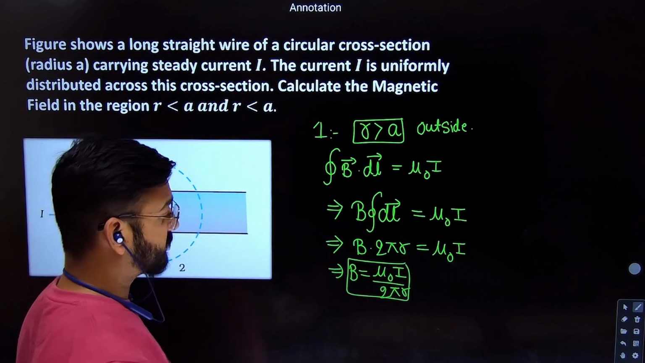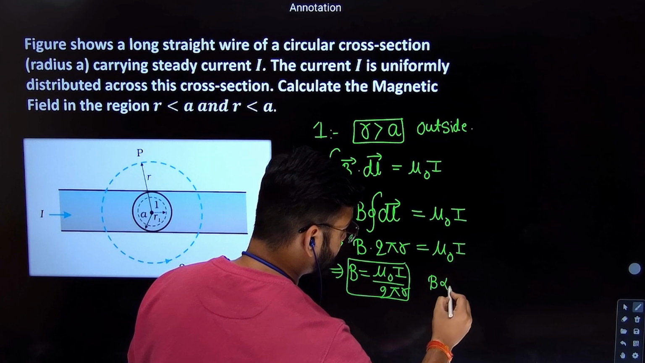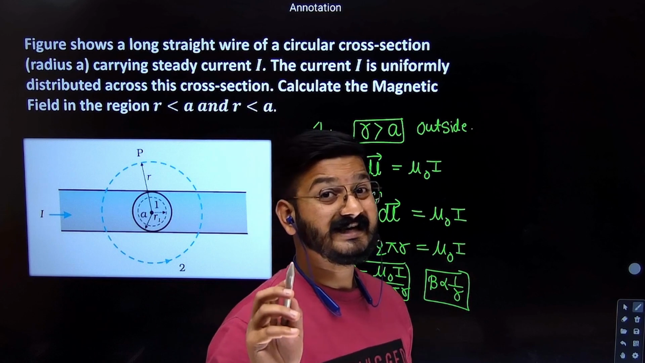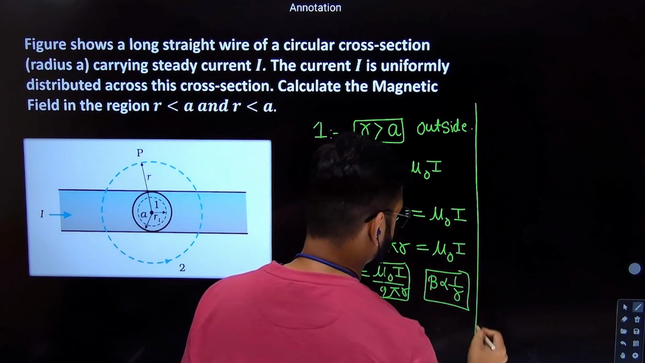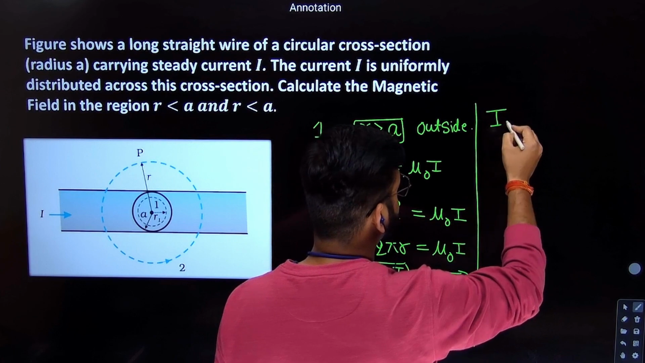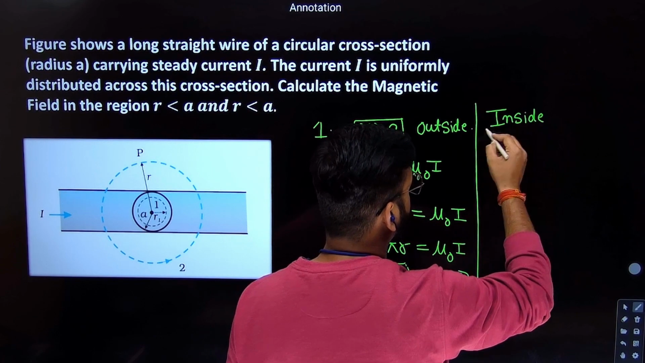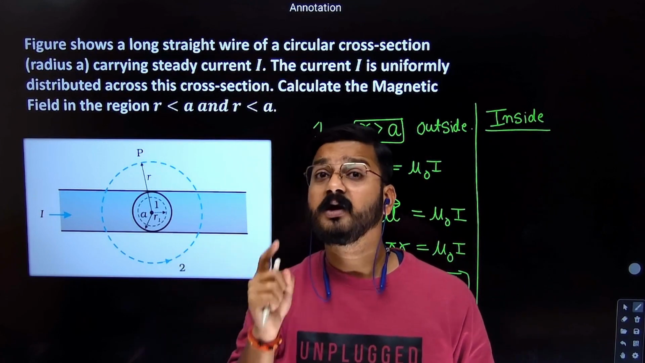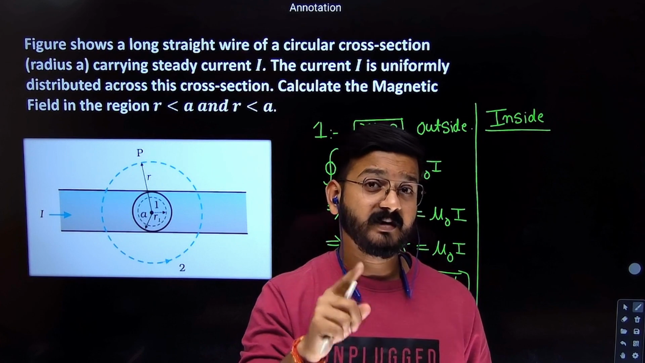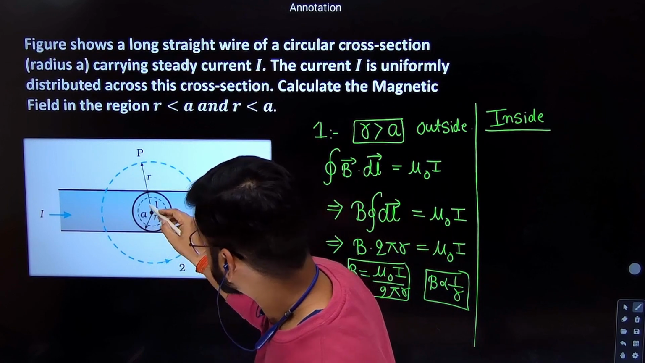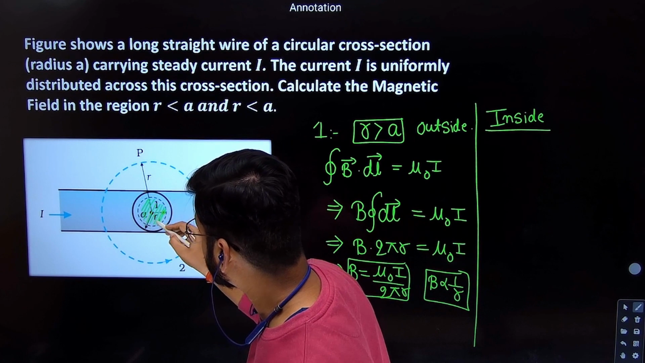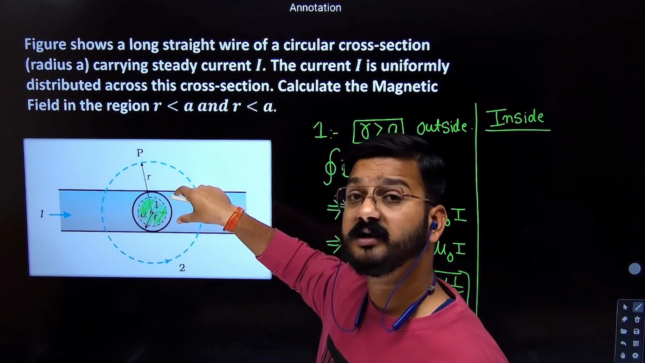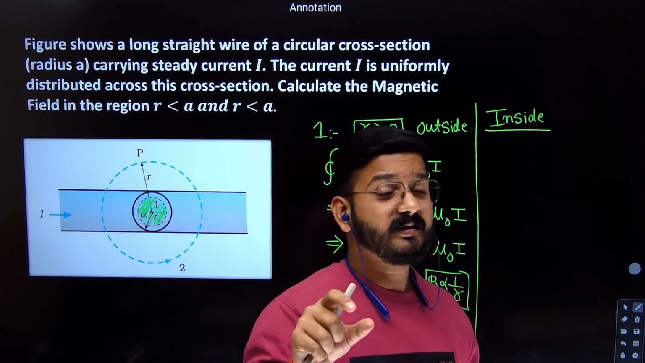So for an outside point, what can you say? That the magnetic field is inversely proportional to the distance from the center of the conductor. Now, what about for a point which is inside? For an inside point, you have to be extra careful. For an inside point, the current which is flowing through the inner Amperian loop will not be the same as the current passing through the wire. As you can see in the figure, this is our inner loop. So the current which is passing through the inner loop will not be the same as the total current. So let's find out the current flowing through the inner Amperian loop.